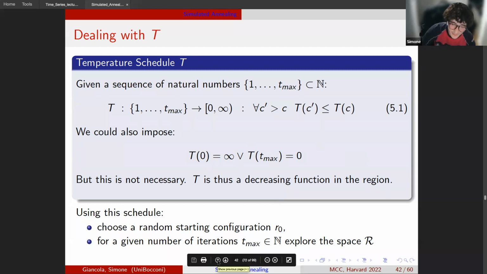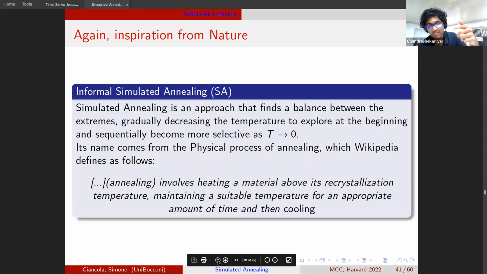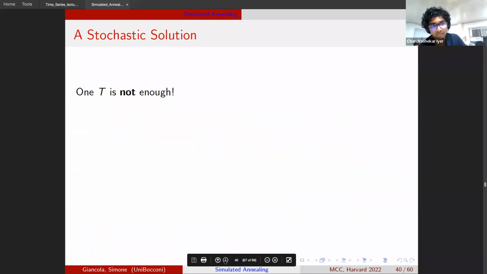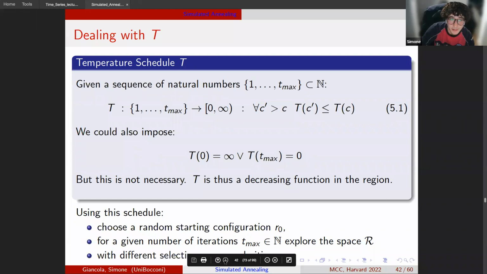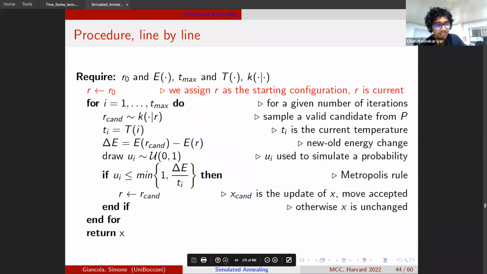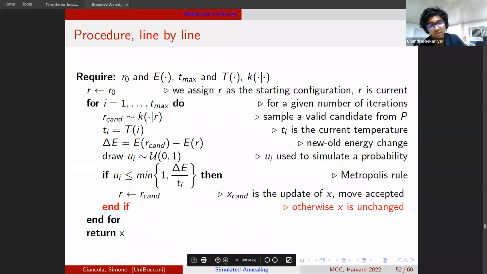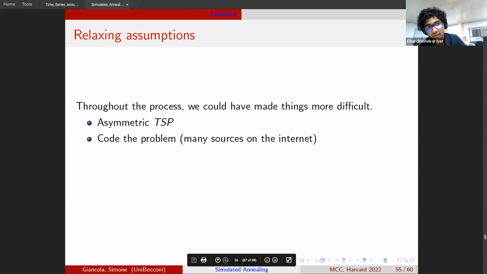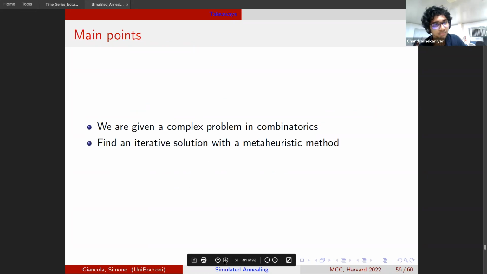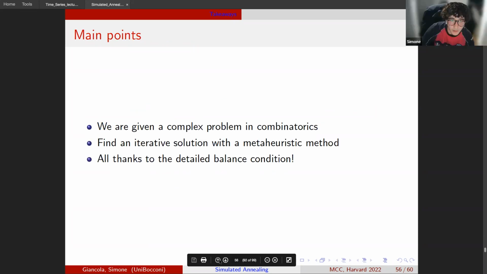What, sorry? The asymmetric TSP, yeah, towards the end of the slides. Okay. That becomes difficult because detailed balance is not followed in the asymmetric process, right? Or am I missing something? Yeah, the other slide. Okay.